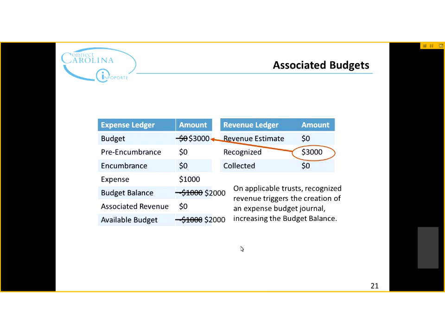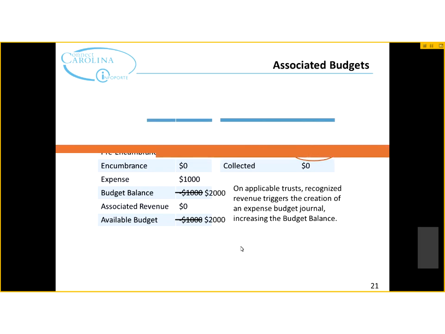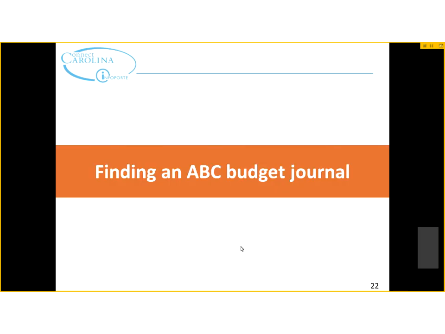And that's what you're seeing when you see your trust budgets being updated and nobody's entering a budget journal. It's because the revenue has come in and is doing it for you.